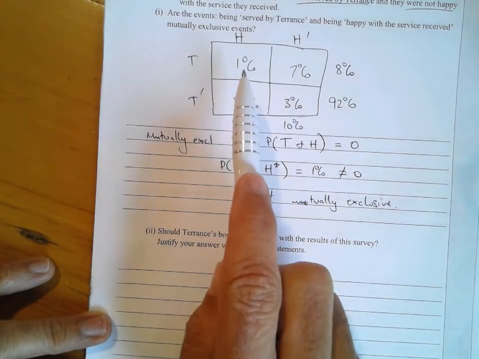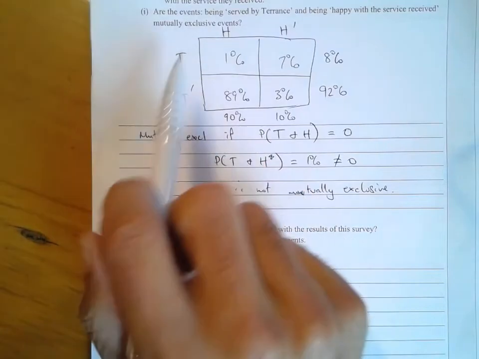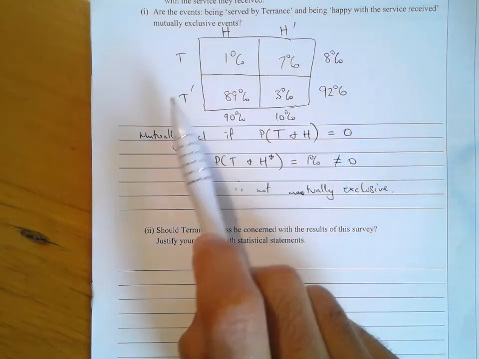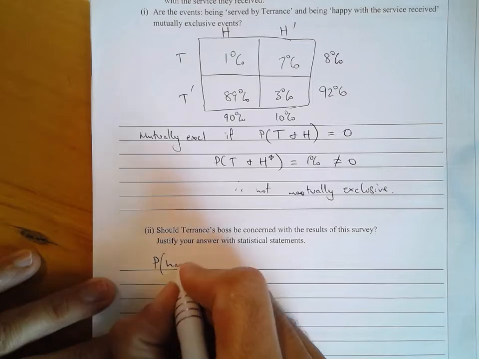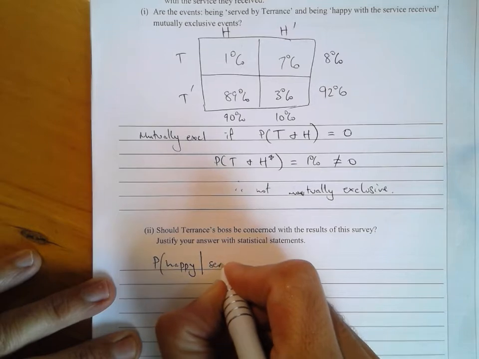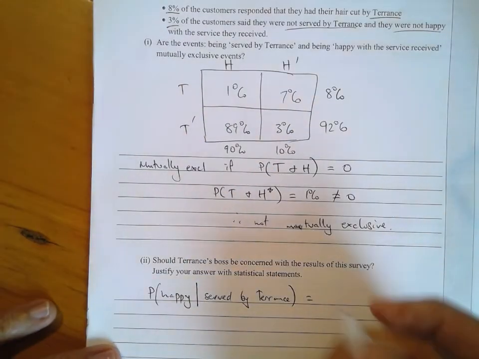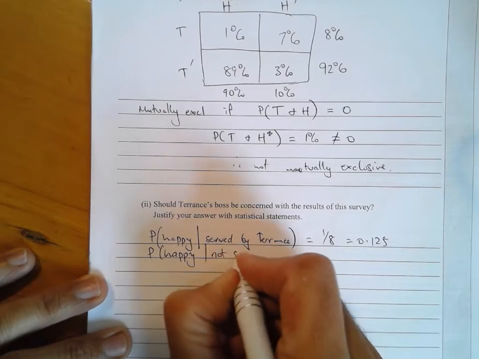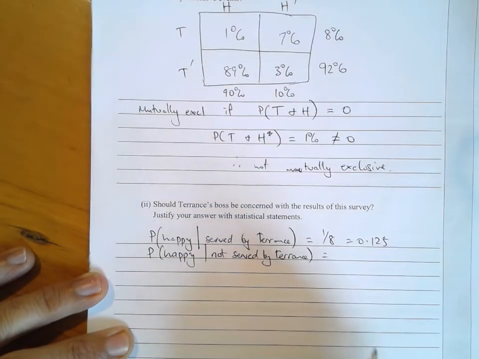So let's see. I'm going to see how well Terence satisfies the customers. If Terence satisfies the customers equally well to the other hairdressers, then he shouldn't be concerned. If there's a difference, there might be a reason for concern. So I want to find the probability of happy given served by Terence. Okay, so we're just looking at served by Terence. So that's 1 out of 8, 0.125, and the probability of happy if not served by Terence, well, that's 89 out of 92, which seems to be a lot higher.